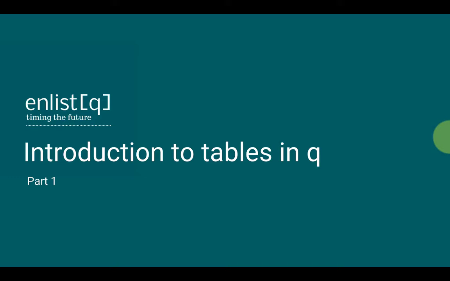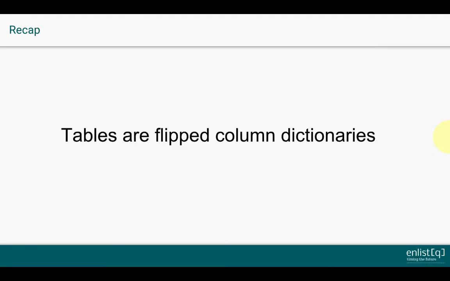So let's begin with a quick recap from our previous video, Introduction to Dictionaries in Q, Part 2. Towards the end of that video, we showed you how column dictionaries can be flipped to create tables. The key takeaway was that tables are flipped column dictionaries. Make sure you remember that. This is very, very important to really understand how tables are created.